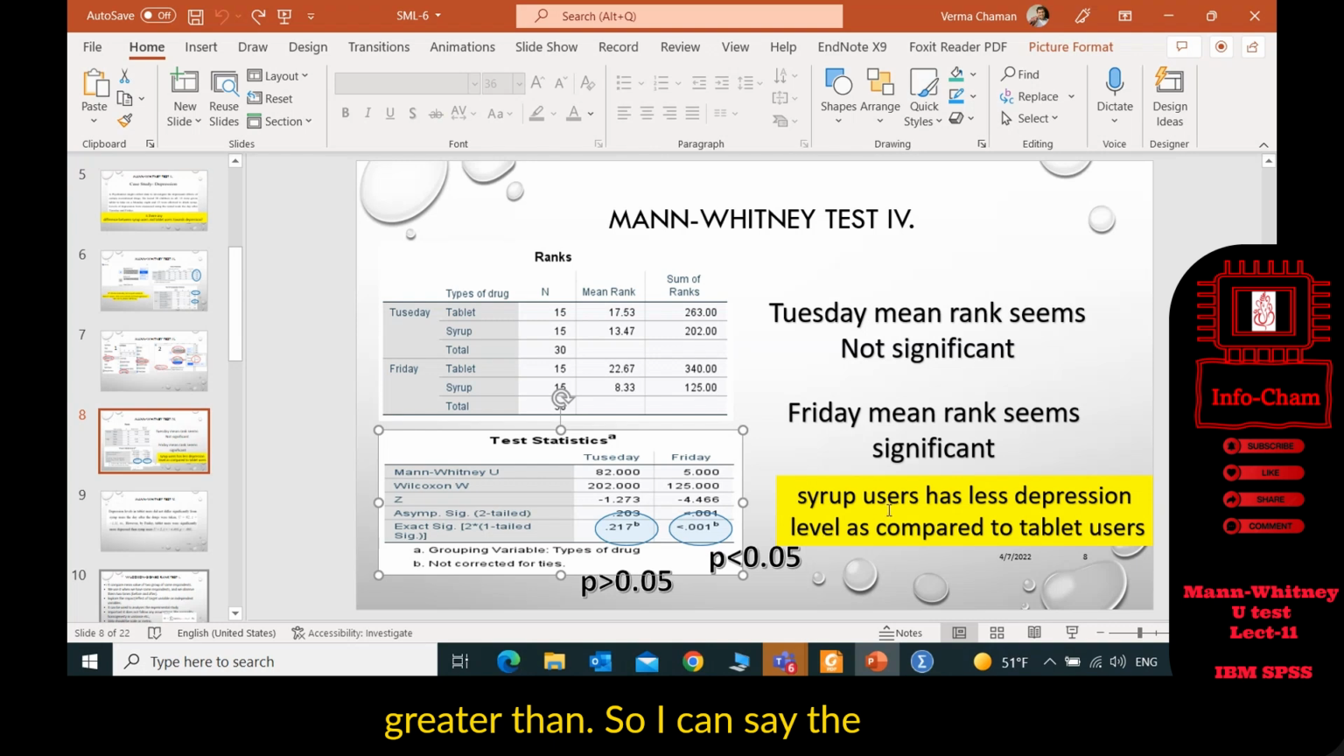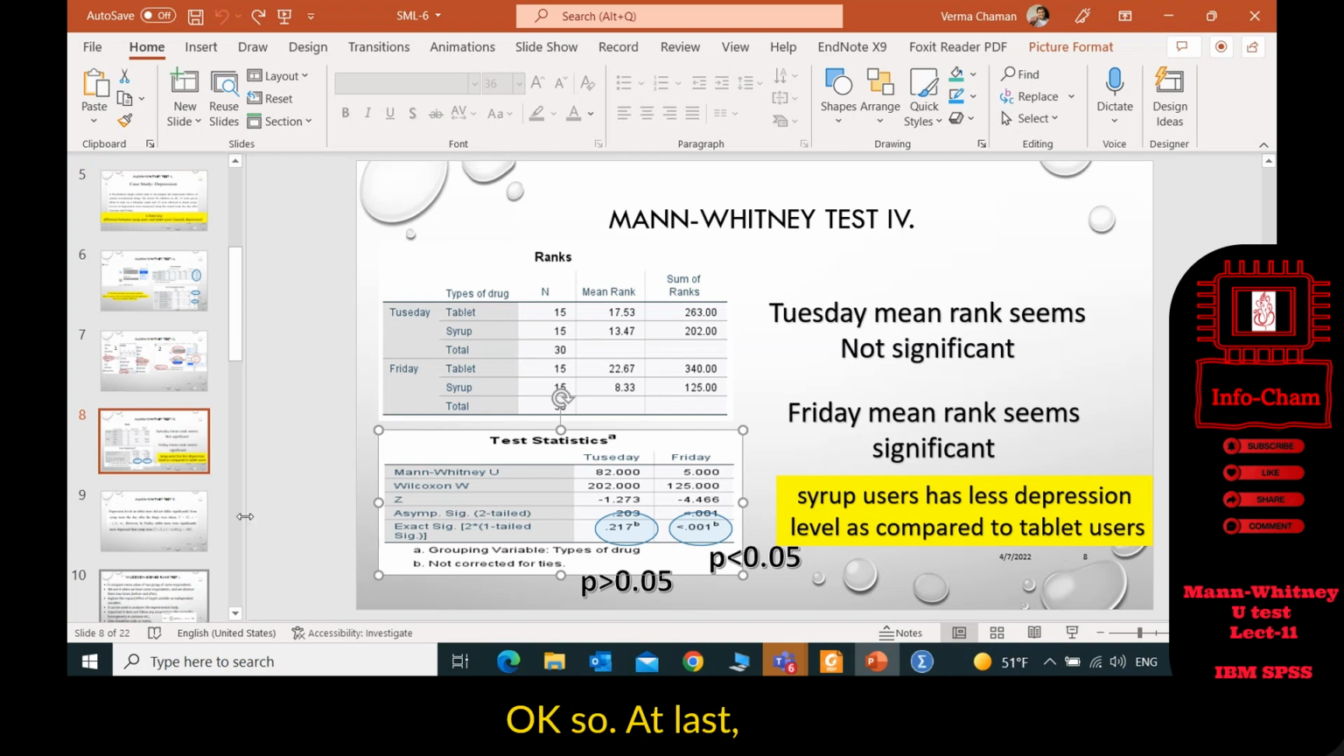So I can say the syrup user has a lower depression level as compared to the tablet user. So I found a real difference for that, but only for the Friday group. For Friday people, the depression level is lower, right? Based on the syrup user.